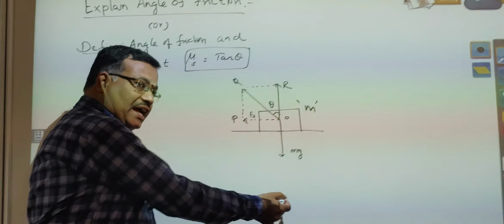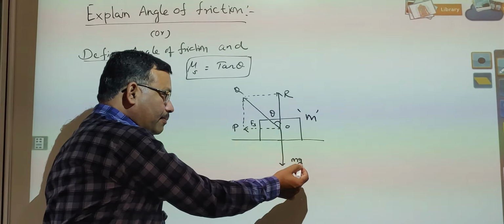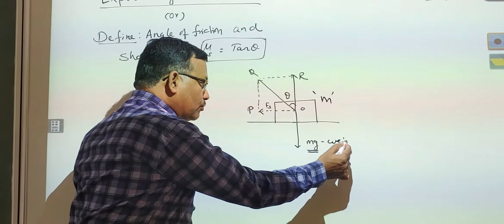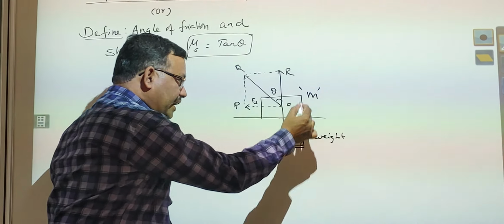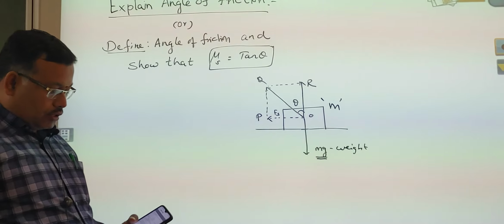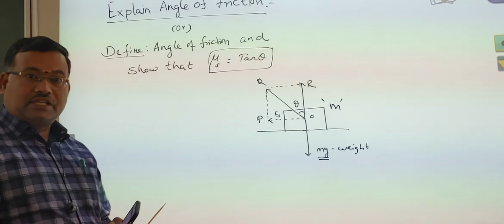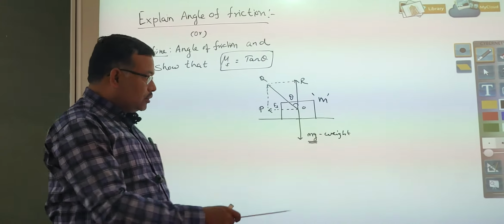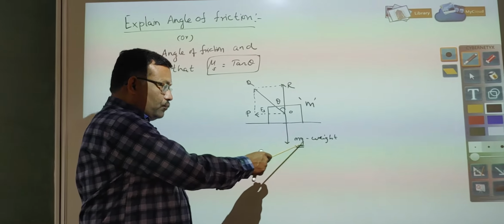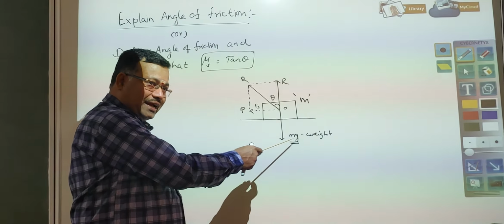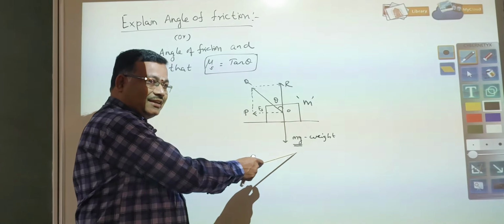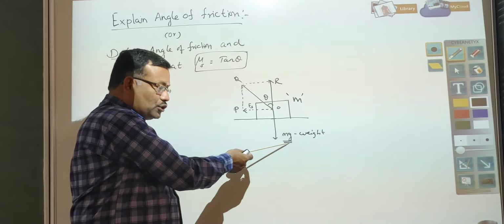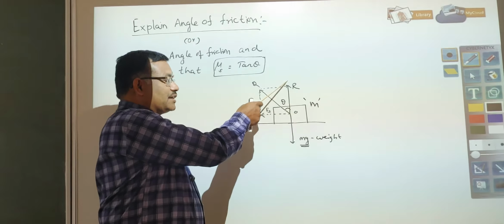On the ground, gravity acts. So mass multiplied by gravity is called weight. The weight acts vertically downwards. You know Newton's third law of motion: to every action there is an equal and opposite reaction. Weight is the force which acts vertically downwards, which implies action. So the reaction is the normal reaction, which acts opposite to the weight.